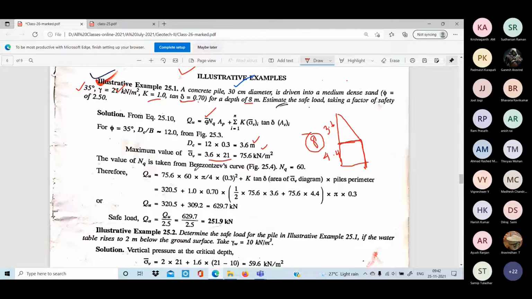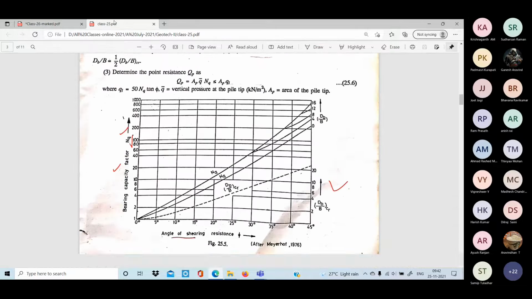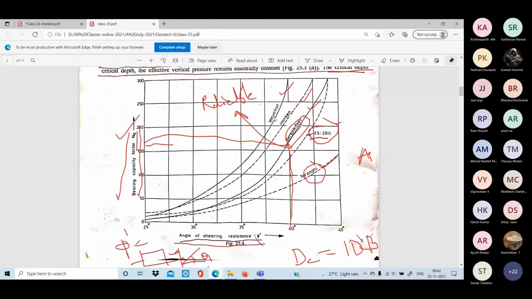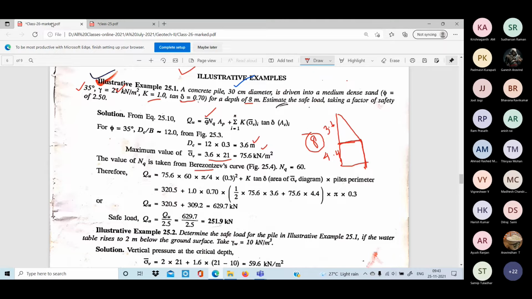Now how to find out this Nq? I told that we'll take from this chart. Again, I told we have to take the Nq value from this. It is in the middle, Meyerhof, Hansen and Vesic's code. So this is more reliable. What was our phi? 35 was our phi, right? So this comes here. Then it would be somewhere 50, 60, 70, 80, 90, 100. Somewhere 60 approximately. So that's the Nq value they have taken as 60.